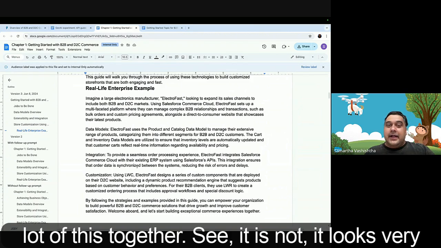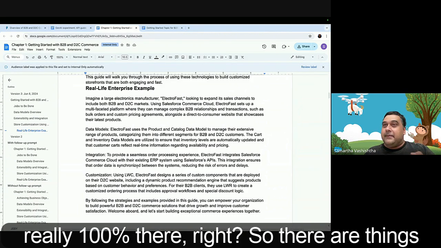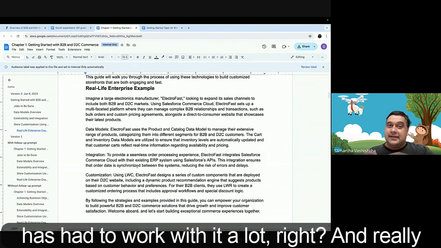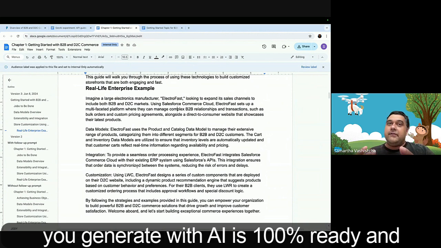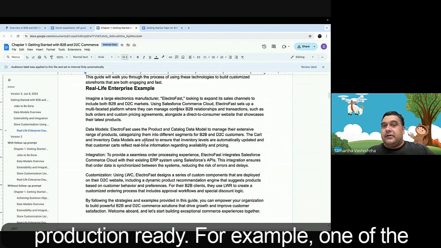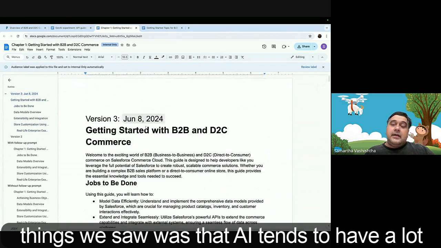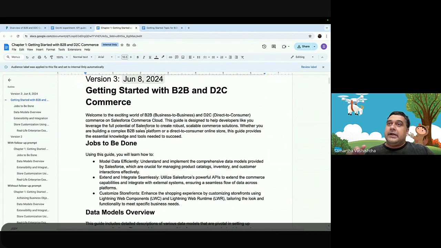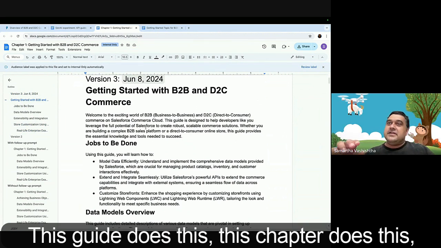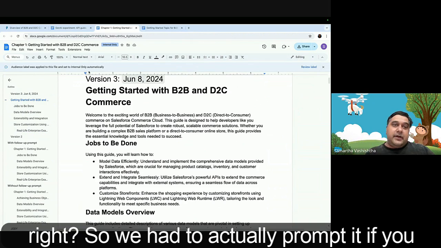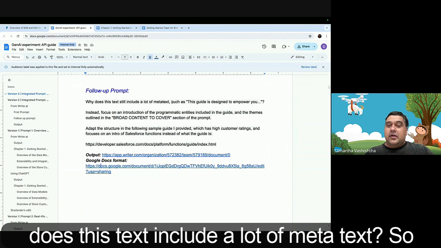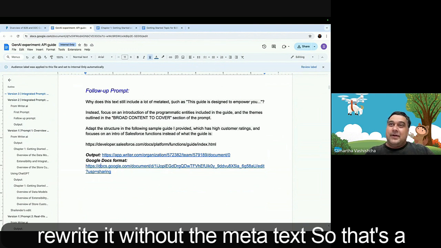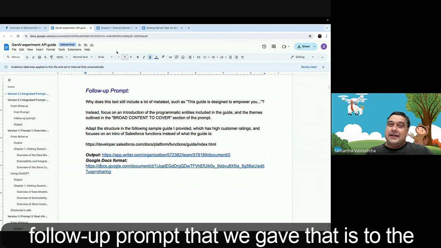It looks very ready, but it's not really 100% there, right? So there are things it assumes, and our DevDocs writer has had to work with it a lot. So it's not that anything you generate with AI is 100% production ready. For example, one of the things we saw was that AI tends to have a lot of meta text. This guide does this, this chapter does this, right? So we had to actually prompt it. If you look at it here, I had to prompt it to say, why does this text include a lot of meta text? So rewrite it without the meta text. That's a follow-up prompt that we gave that led to the third version.